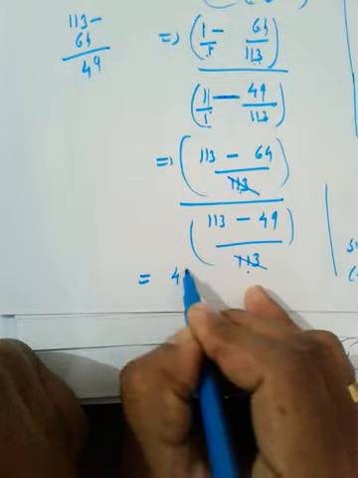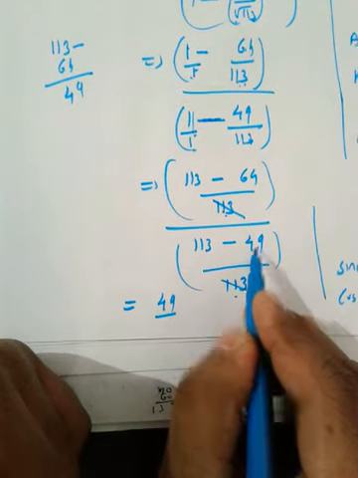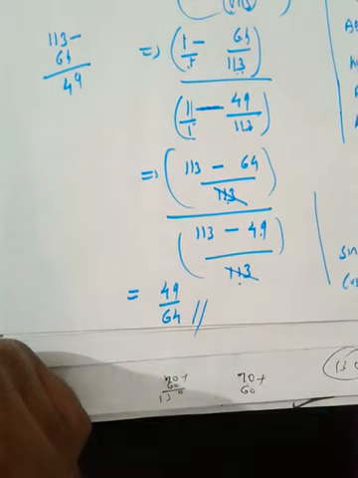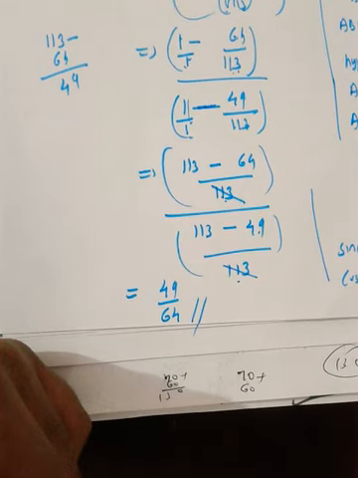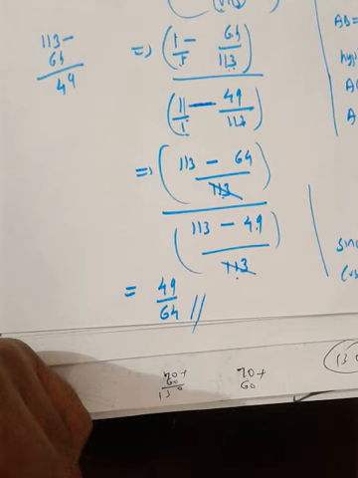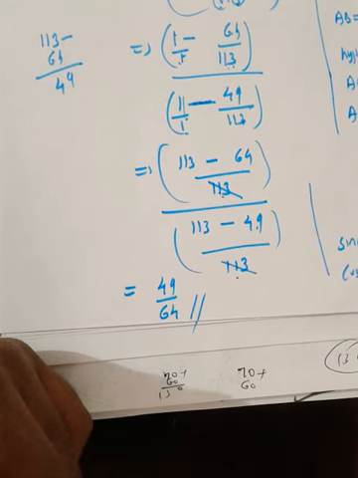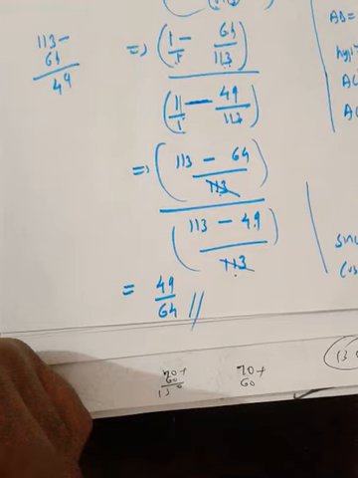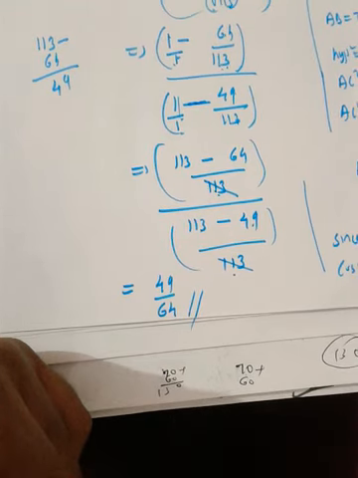49. What is 113 minus 49? 64. The answer will be 64. That means the final answer is 49 by 64. I think you understood. If you not understood, please practice again. This is a very important question, and your final answer is 49 by 64.